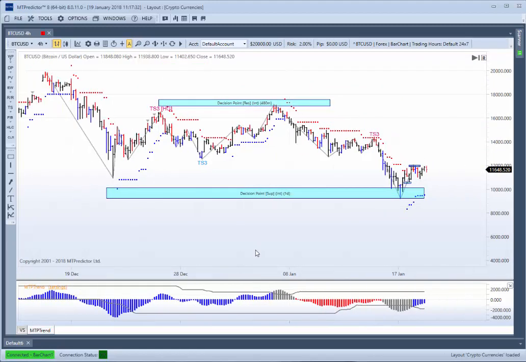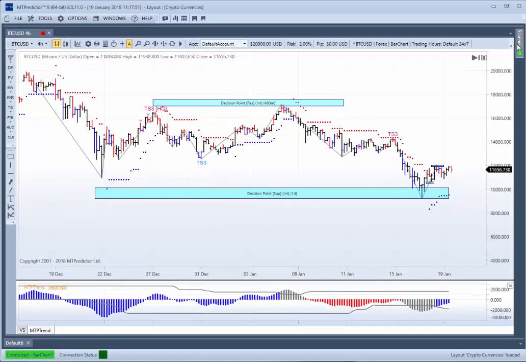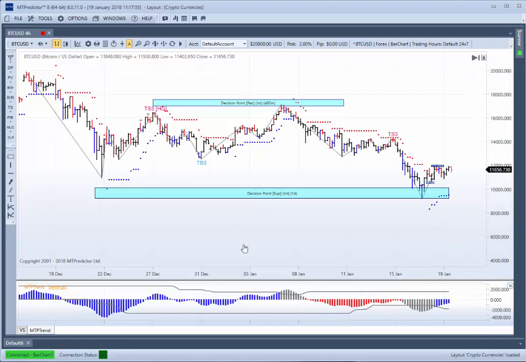So interesting to see MTPredictor used on Bitcoin, and in particular how we use exactly the same approach to analysis as we do in any other market. So again, this is new in the latest version of MTPredictor 8, our standalone version, support for cryptocurrencies, and as you can see, we've had a look at Bitcoin in this particular video.